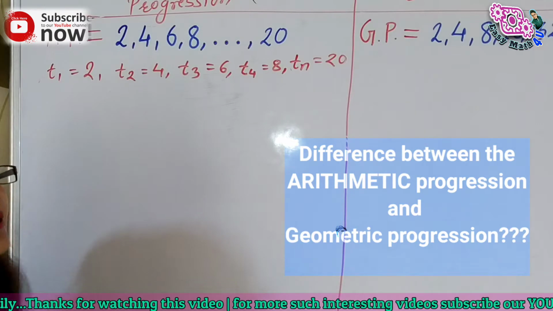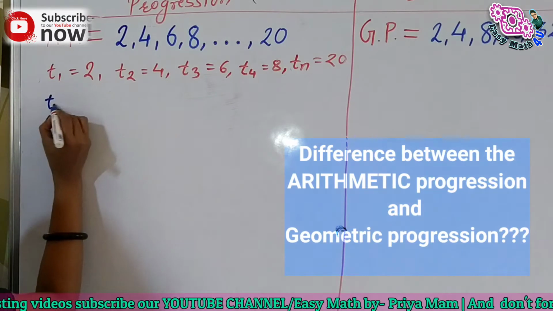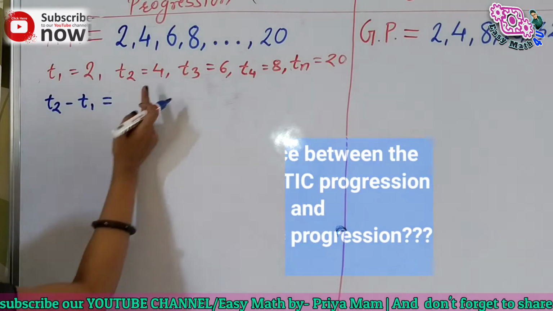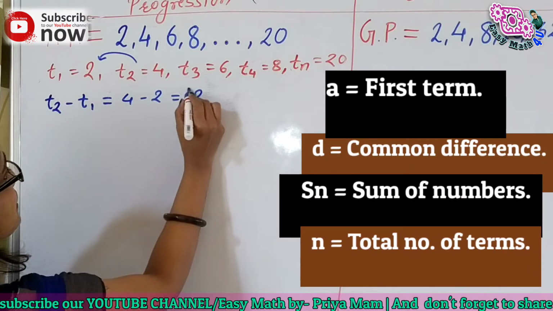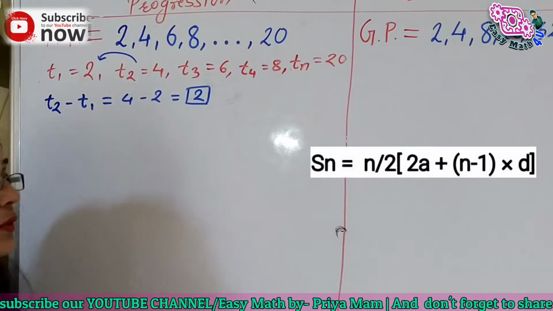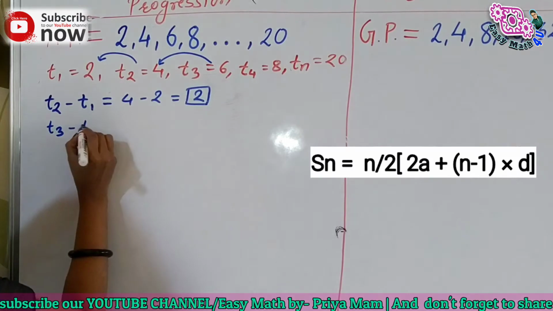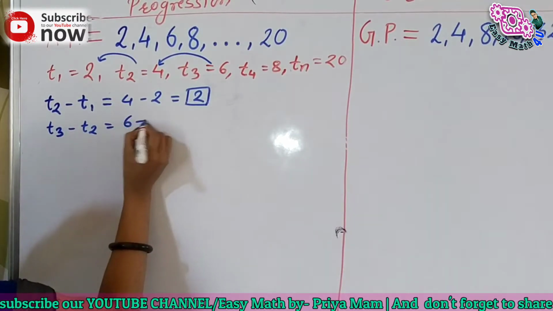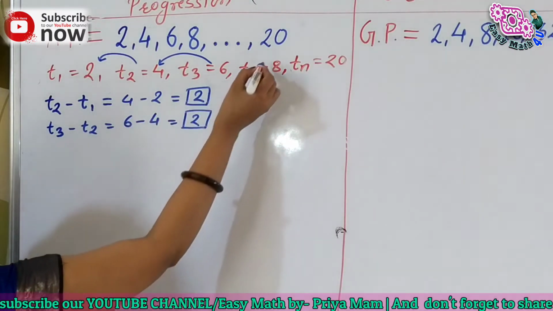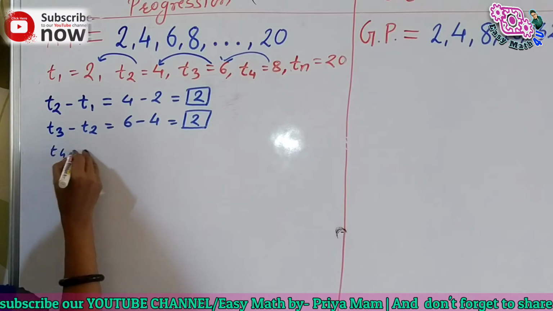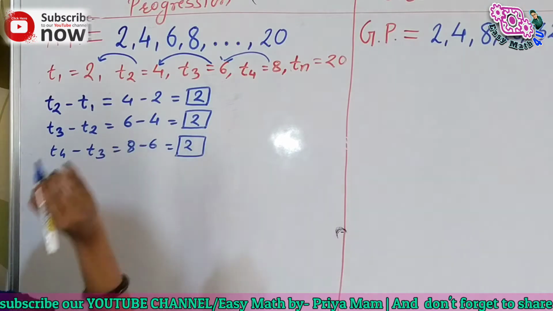Let's take the difference of two consecutive terms. First, T2 minus T1. What is T2? T2 is 4 minus 2, it is equal to 2. Next is T3 minus T2, it is equal to 6 minus 4, which is 2. Next, T4 minus T3 is equal to 8 minus 6, it is 2.